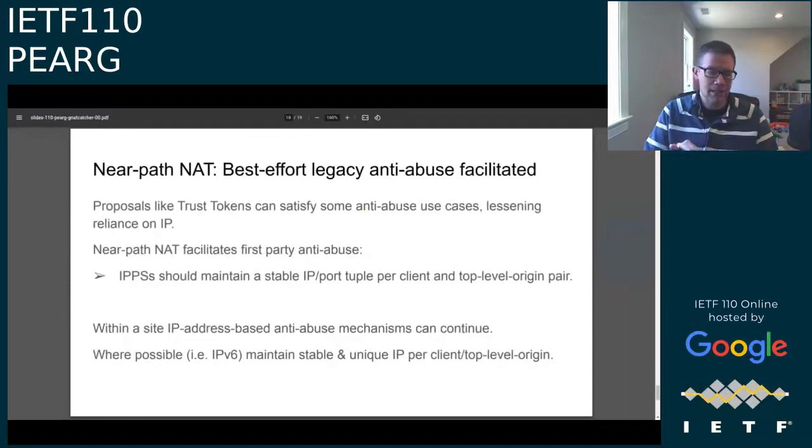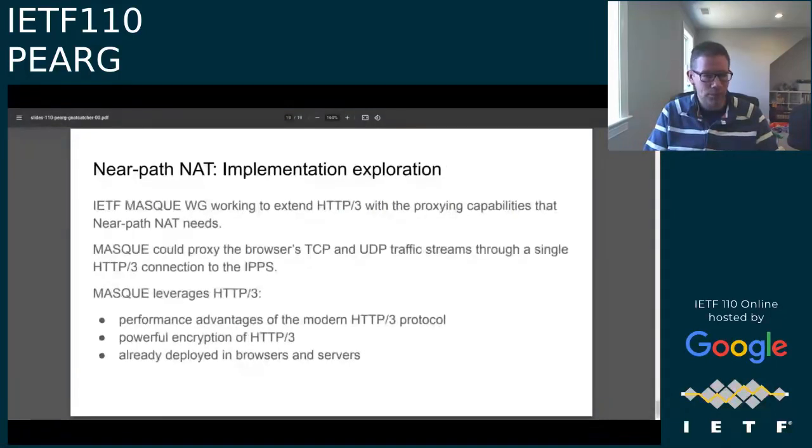If we have IPv6 between the IPPS and the server, that allows us to present a unique IP address to each server. And so if the server has some sort of legacy anti-abuse where they're just looking at the IP address and blocking ones that look like abuse, they can continue to do that because the mapping is constant for the client to the top-level origin. So in this way, we can keep the anti-abuse mechanisms working, even though we're NATting the traffic.